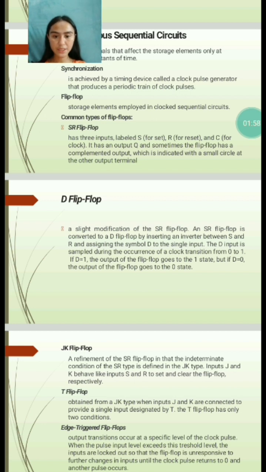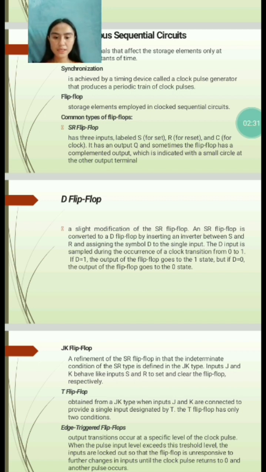The third is the JK flip-flop, a refinement of the SR flip-flop in that the indeterminate condition of the SR type is defined in the JK type. And the fourth is the T flip-flop, obtained from a JK type when inputs J and K are connected together to provide a single input designated by T. The flip-flop has only 2 conditions.